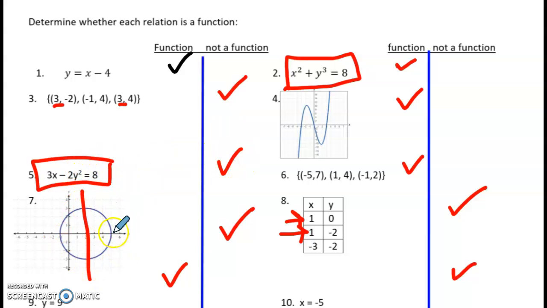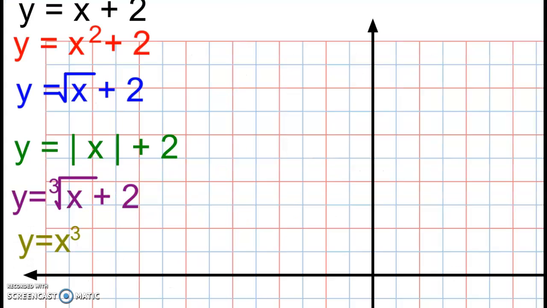Think about this circle. We just did circles. I don't know what the center is, but it's something, x squared plus y squared equals whatever this radius is squared, right? So the y is squared. That's why that's not a function. Okay, so that's the first part of this.